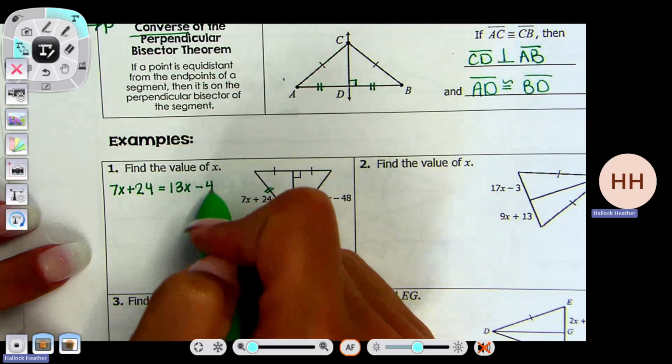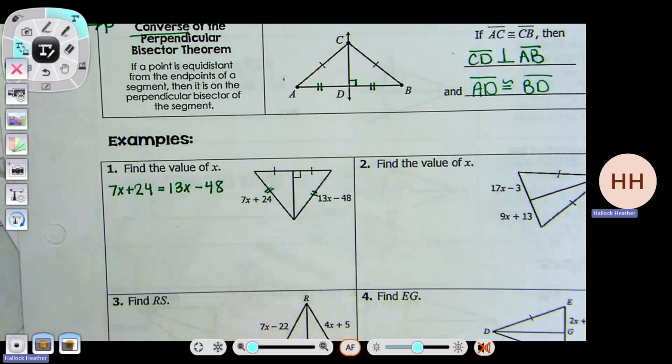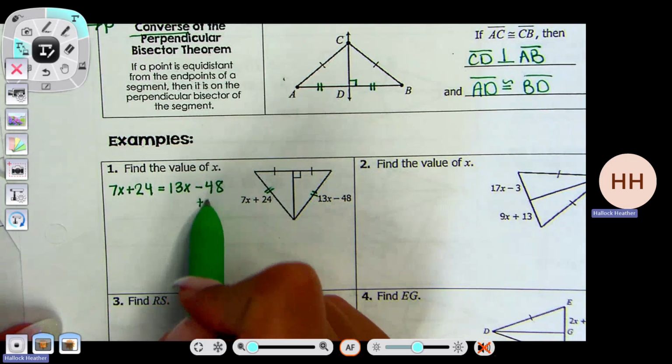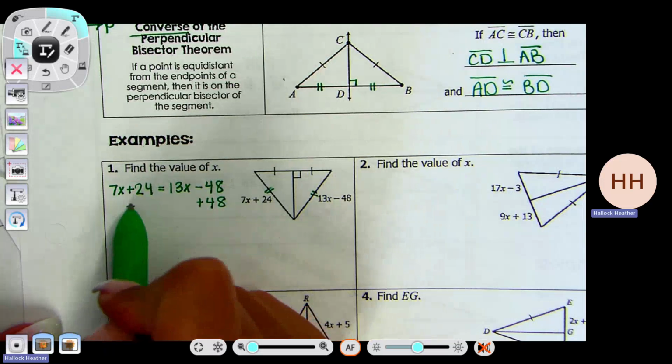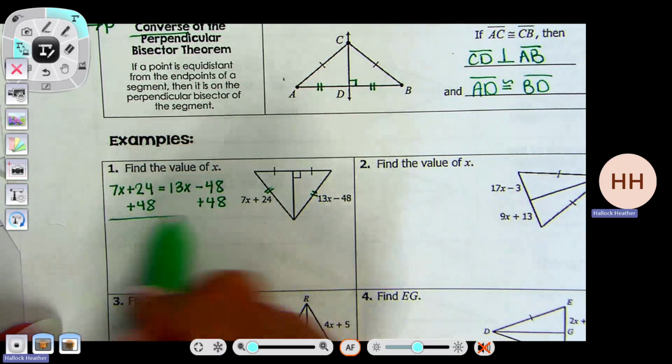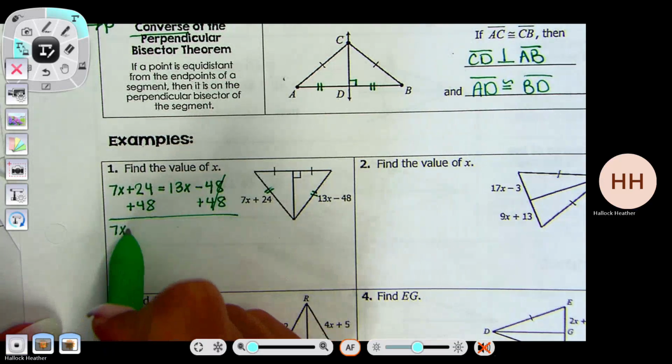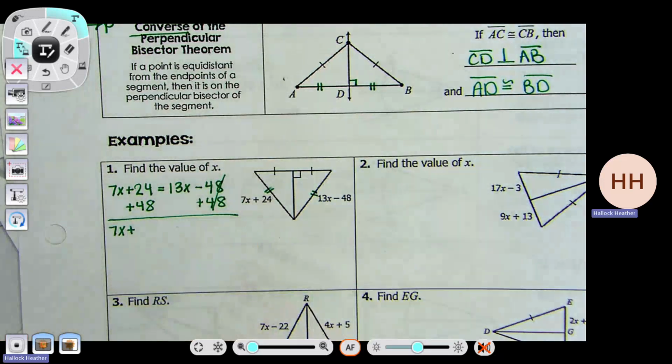So take a second. There's 4 different ways to go about solving this. You're going to set them equal to each other. I'm going to get rid of the negative, so I'm going to add 48. But once again, there's 4 different ways to solve and get the same answer. You're going to need a calculator, so if you don't have a calculator, you should probably come get one because you're definitely going to need a calculator for today.